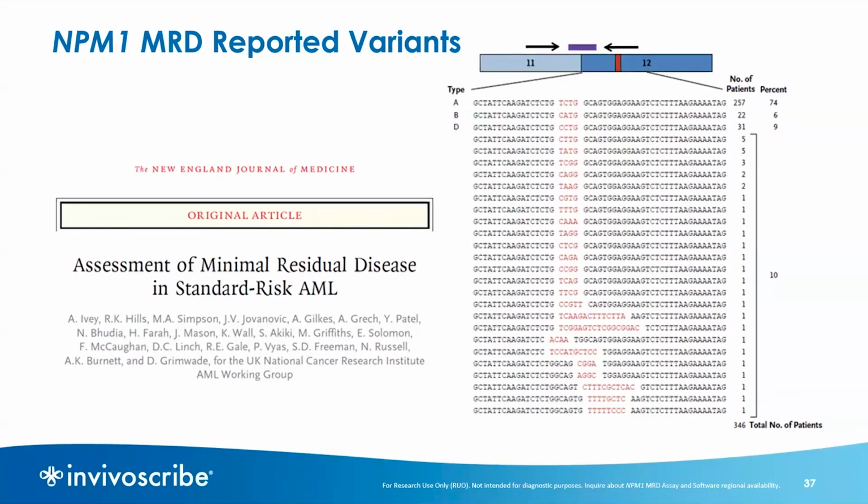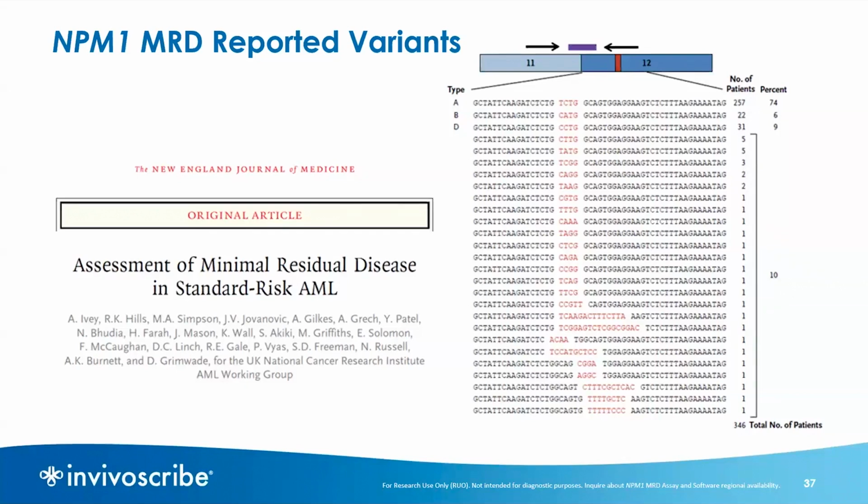AML patients, and they counted the number of times they observed a specific variant, and then they ranked all of them based on their number of occurrences. So you can see at the top here, you have types A, B, and D, and they make up roughly about 90% of all insertion variants in this cohort. And you can also see that most variants in this specific region of exon 12 are 4 base pairs in length. Sometimes you have a little bit longer, but not quite as often.